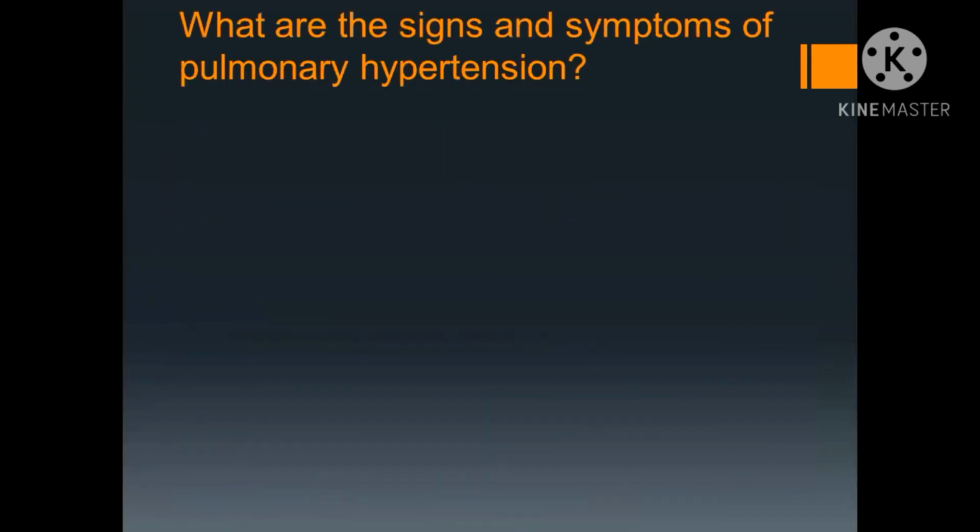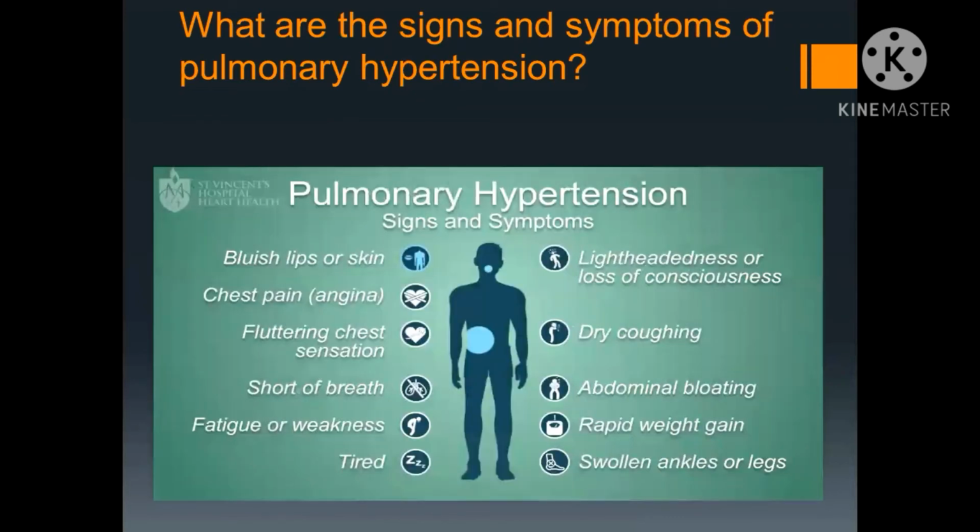What are the signs and symptoms of pulmonary hypertension? The symptoms of this condition during the initial stage of the disease are common to many other medical conditions, such as difficulty breathing and fatigue. This often results in a delayed diagnosis until more severe symptoms arise, such as dizziness, chest pain, ankle swelling, or palpitations.